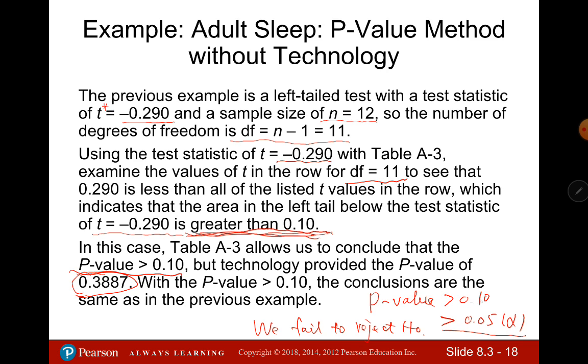So it's greater than 0.1. Of course, it's greater than 0.05. We could draw our conclusion. We say we fail to reject the null. Again, the p-value is greater than alpha, so we fail to reject the null.